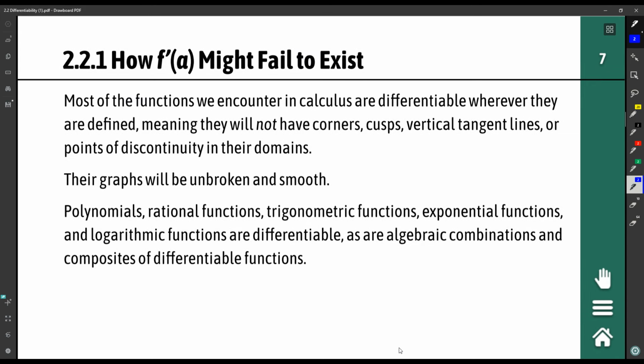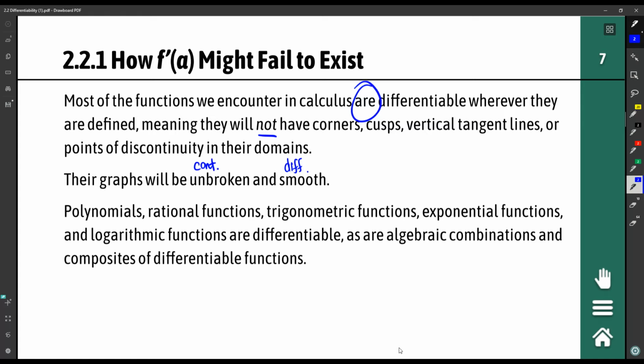So furthermore, most of the functions we're going to encounter in calculus are differentiable wherever they are defined. And that means they're not going to have corners or cusps or vertical tangent lines or points of discontinuity in their domains. Their graphs will be unbroken. That's another way of saying continuous. And they will also be smooth. That's another way of saying differentiable. And we bring up this idea of differentiability and what functions are not differentiable so that we're aware of them when they do rarely come up.